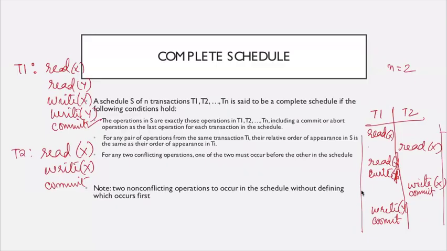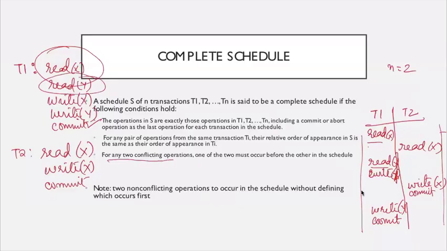Then for any pair of operations from the same transaction, their relative order of appearance in S should be the same as the order of appearance in T1. So like here, we have written for T1, read X followed by read Y. So in our transaction T1, I have read X followed by read Y. So the order is maintained. I cannot change the order to read Y first and then read X. Okay, so the order must be maintained.